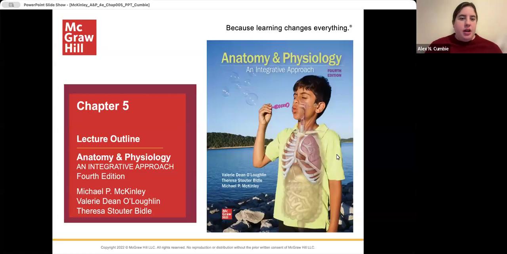Hi, everyone. I'll be going over chapter 5 today from our McKinley textbook for anatomy and physiology. Chapter 5 is when we start getting into how cells come together to form tissues and perform different functions that eventually will lead to those tissues becoming organs.